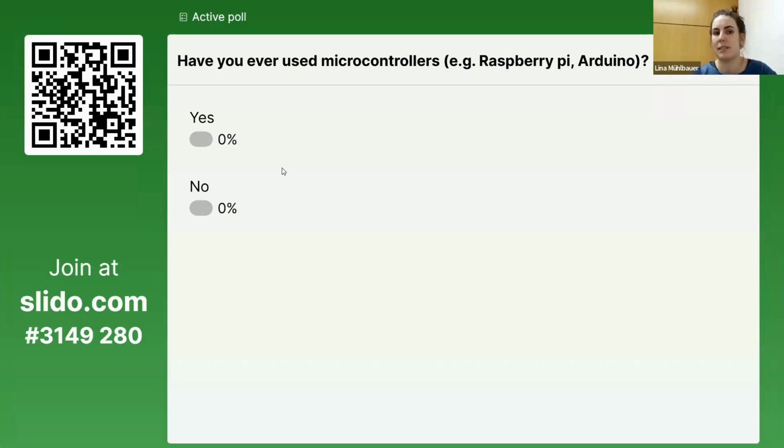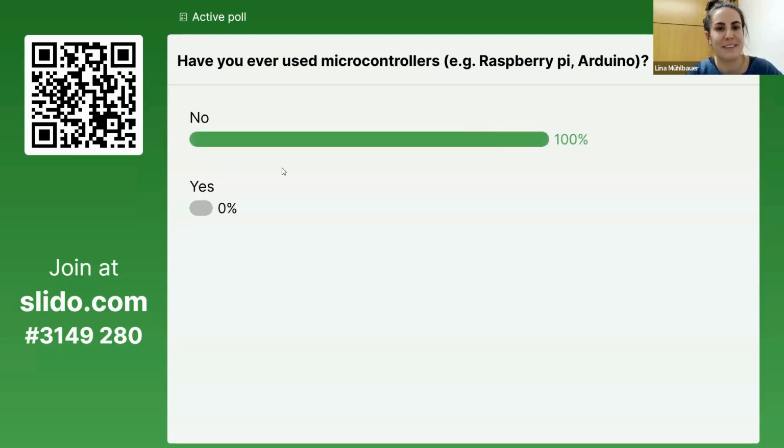And I would like to start with a quick question. I would like to know if you have ever used microcontrollers before. A microcontroller, for example, would be a Raspberry Pi, Arduino, or something like that. So you could scan the QR code with your phone, for example, and answer that question. I would be really interested in that. And I maybe would wait a few seconds to minutes if that is going to work out.